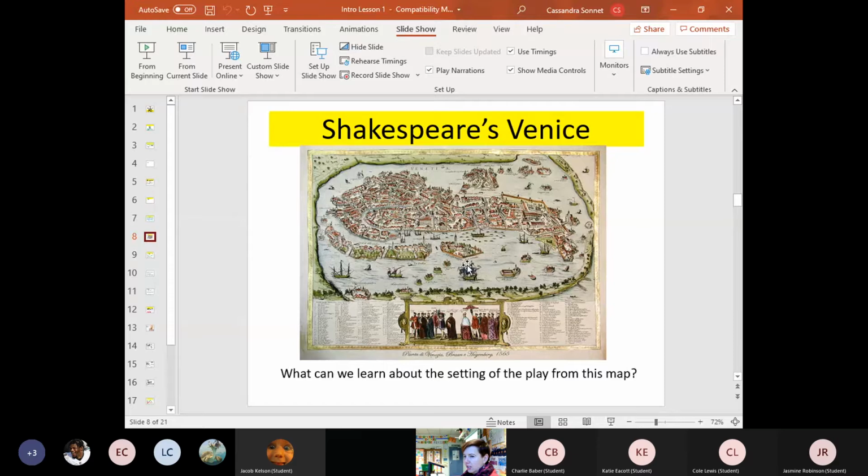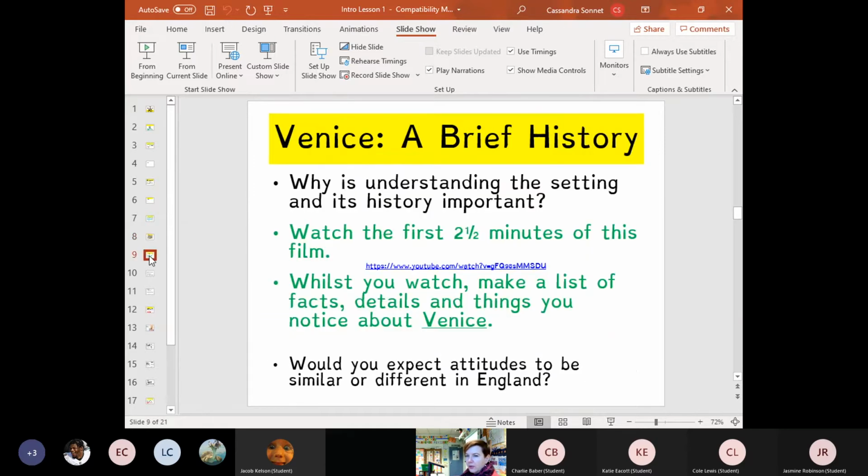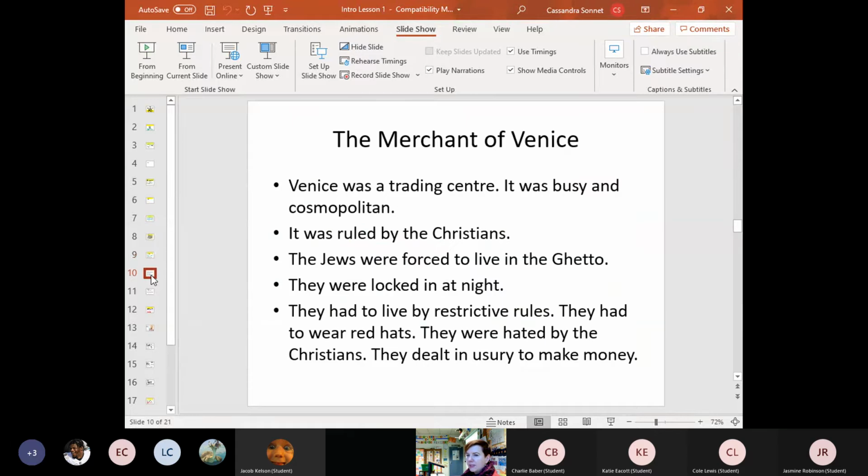So as a merchant, it would be really good because your ships, like we've got these little shippies here and here and here, they could sail into Venice and they could sail out. So it's a port, right? It's called a port, and it was really important for trade, okay? For people trading. So we're going to watch the first 2.5 minutes of this film, and we're going to be having a look at things.